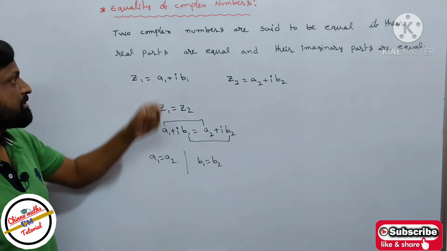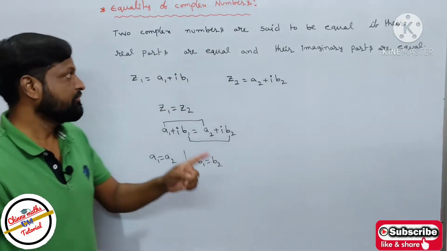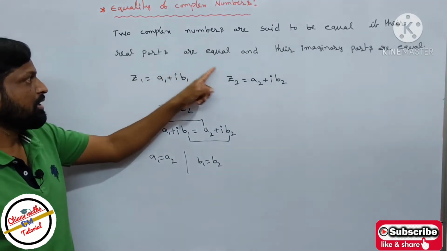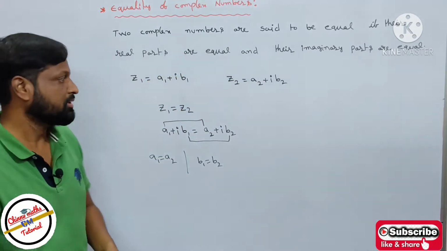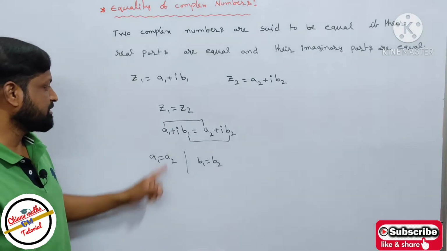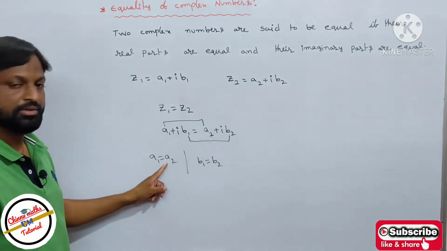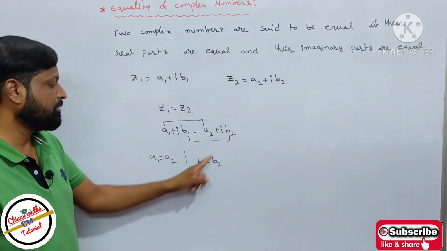Any two complex numbers are said to be equal if their real parts are equal and their imaginary parts are equal. So that means z1 equal to z2 means the real parts a1 a2 are equal and imaginary parts b1 b2 are equal.